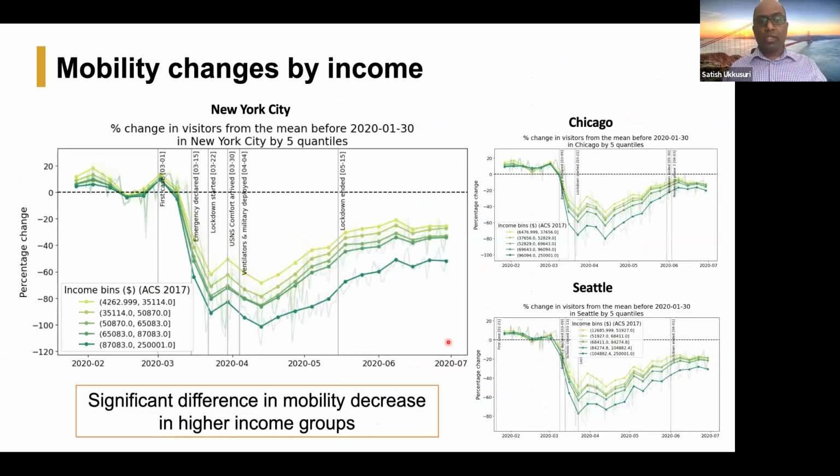We have done the same thing for Chicago here, slowly picking up again, as you can see. This is last year, and same for Seattle.